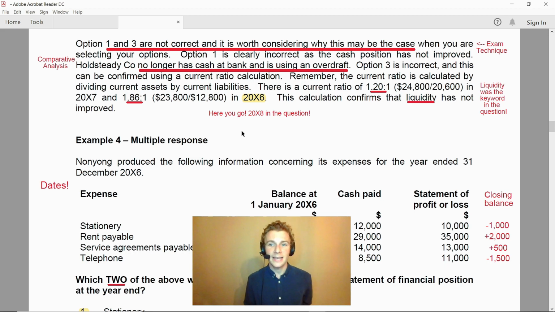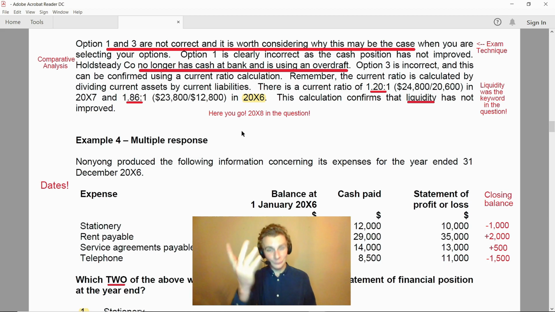Option 3, as we can see on here, the key word was actually relating to liquidity. So I've got it down in the notes on the side. If you hear liquidity, straight away you think about the current ratio. So we've done some of the calculations on here to say, well, in 2007, the current ratio was 1.2 to 1. Or in other words, what we're saying there is that's the ratio of $1.20 in current assets to $1 of current liabilities.